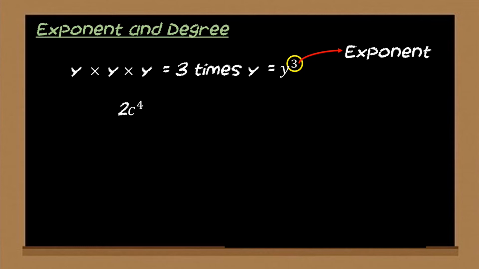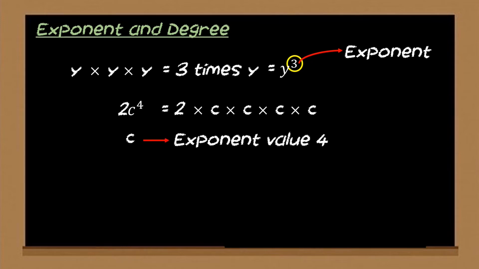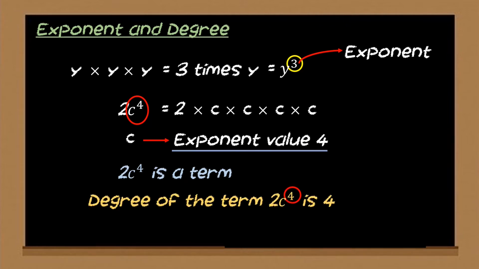Next, we take 2c power 4, which represents 2 into c into c into c into c. In this term, c is a variable with exponent value 4. It is a single term. In some terms, the variables will have exponents, and exponents determine the degree of that term. In 2c power 4, the variable c has an exponent value 4. Thus, the degree of the term is 4. Let's learn about the degree of the terms in detail.